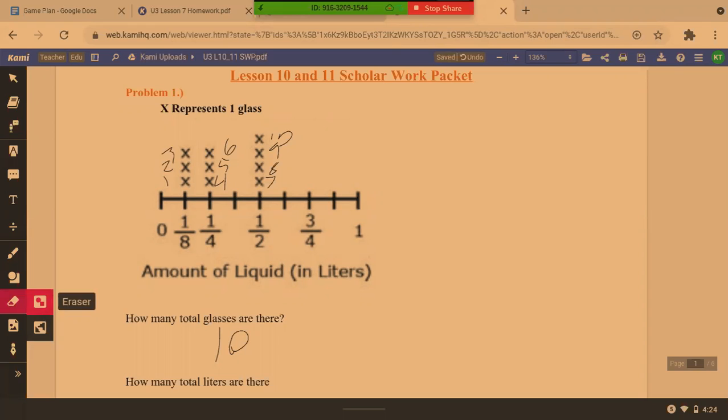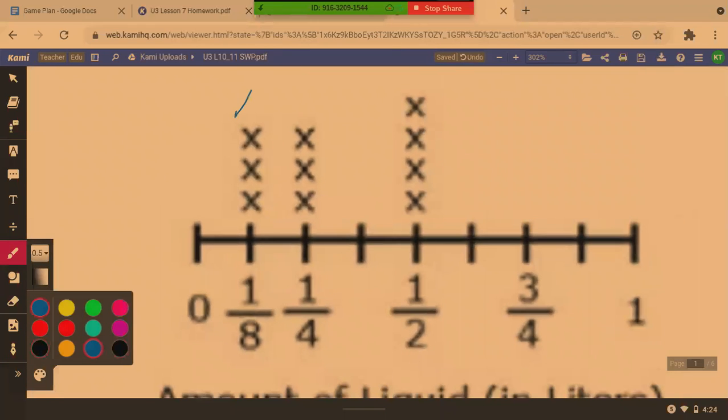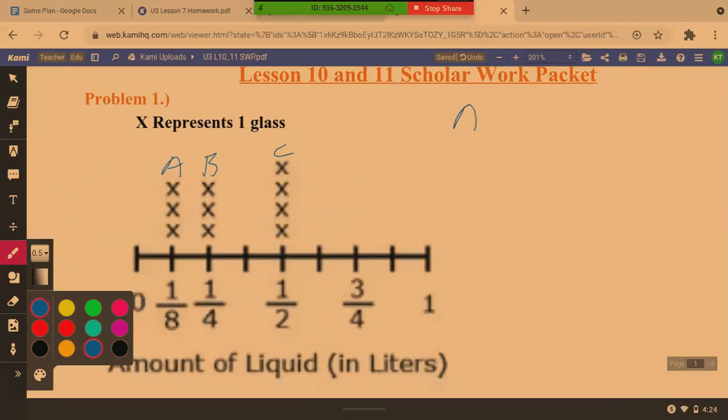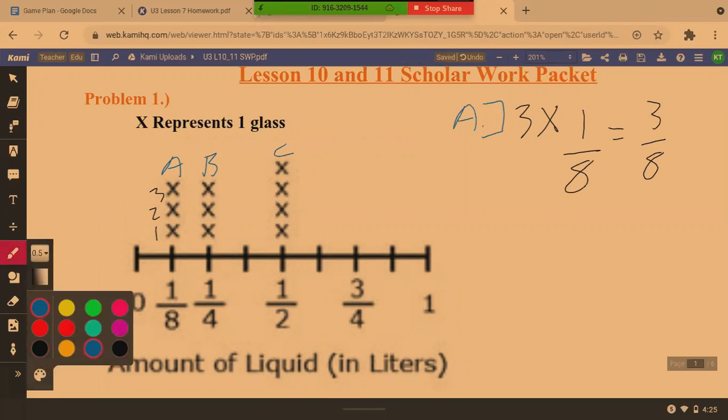How many total liters are there? So we are going to find the total for each category, and then we're going to add up each category. So let's go to category A. I'll label these B, C. Okay, category A. 1x represents 1 glass. 1, 2, 3. 3 glasses, and what is the category amount? 1/8 of a liter. And that is going to equal 3/8. Okay, not bad. That one was pretty simple.